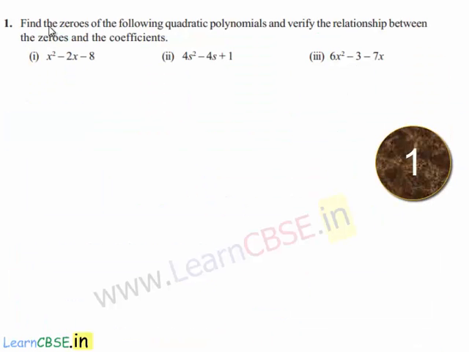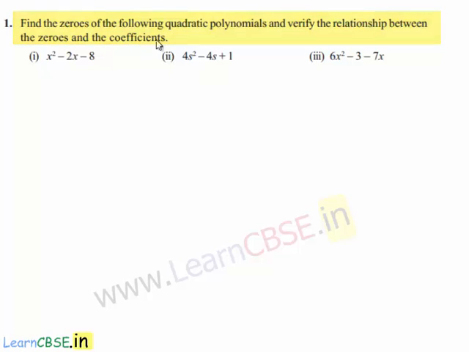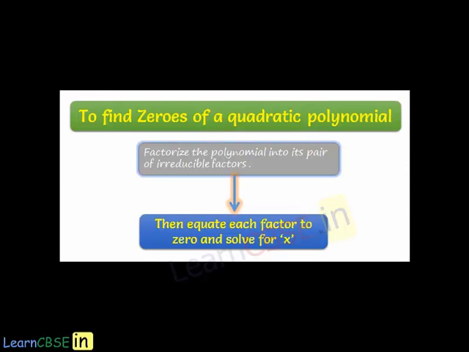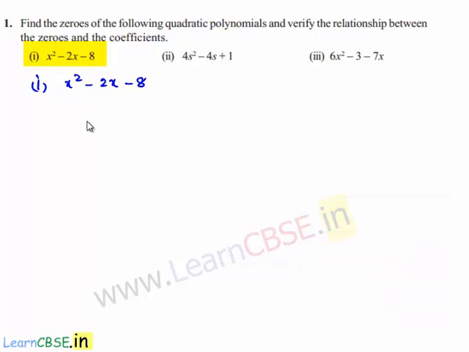Coming to the first problem, find the zeros of the following quadratic polynomials and verify the relationship between the zeros and the coefficients. So the first polynomial given to us is x² - 2x - 8. In order to find the zeros of the given quadratic polynomial, we need two integers such that their sum must be equal to -2 and product must be equal to -8.